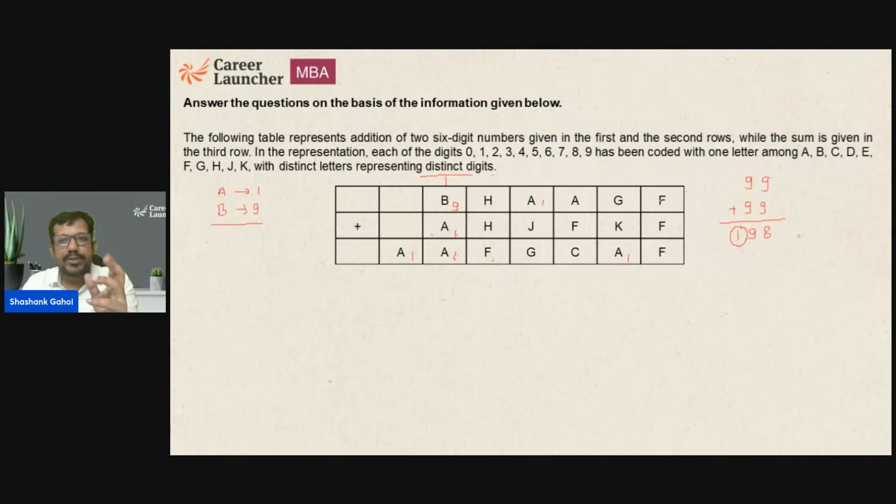Now I'm going to start from here. Now I am adding F to F, and I'm getting F. What is the possible value that F can take? What value should we give F so that F itself comes out?